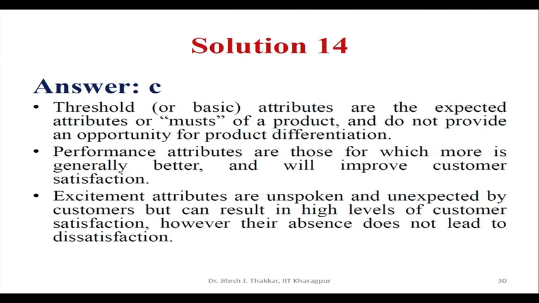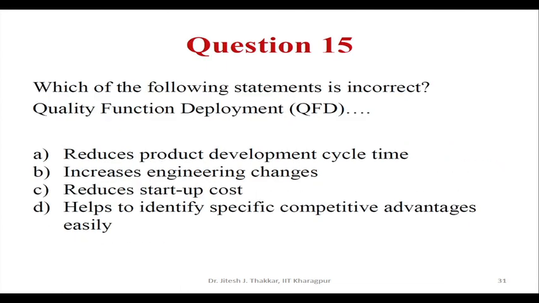Threshold or basic attributes are expected attributes. Performance attributes are those for which more is generally better, and excitement attributes are unspoken and unexpected by customer but can result in high level of customer satisfaction. Question 15. Which of the following statement is incorrect? Quality function deployment A reduces product development cycle time.